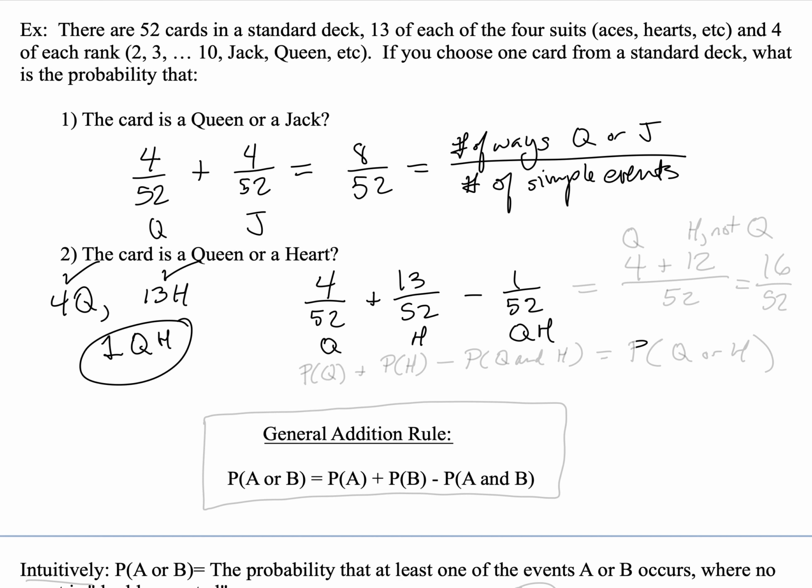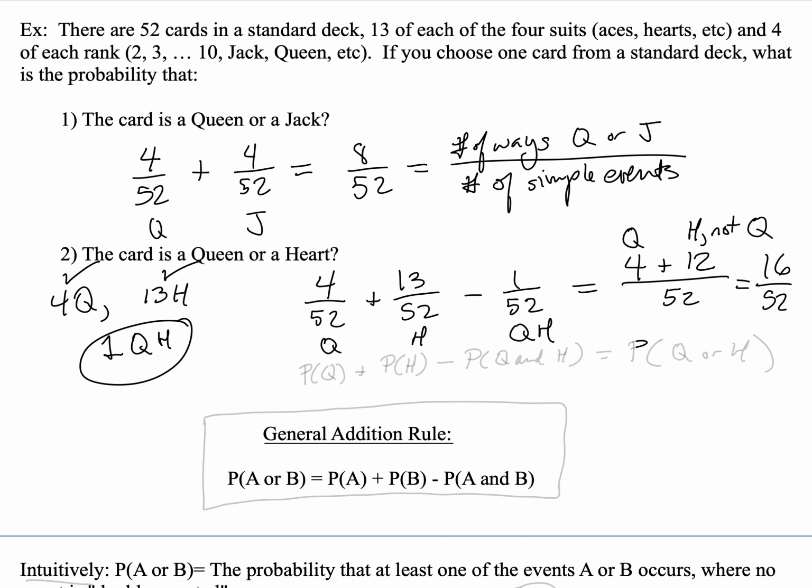So if we don't subtract off, we will have double counted the possibility that the card is both a queen and a heart. Another way of thinking about this is just to say, okay, there's 4 cards that are queens. There are 12 additional cards that are hearts and not queens, divided by 52 cards total. And this would give us the same solution of 16 out of 52. So in either case, your answer should be 16 out of 52 for the probability that the card is a queen or a heart.